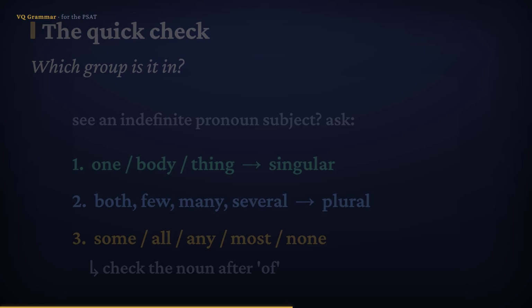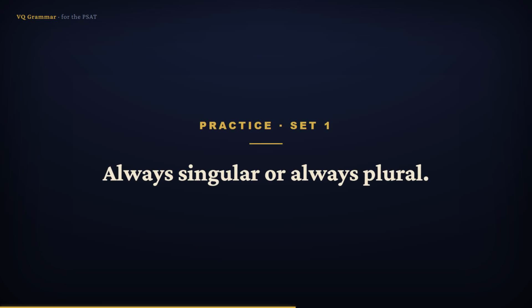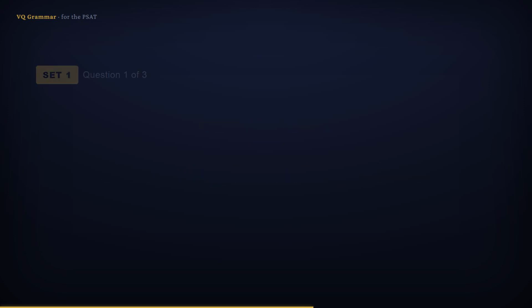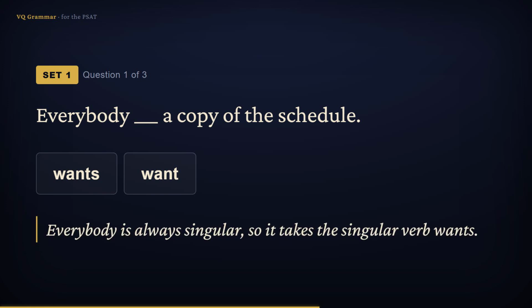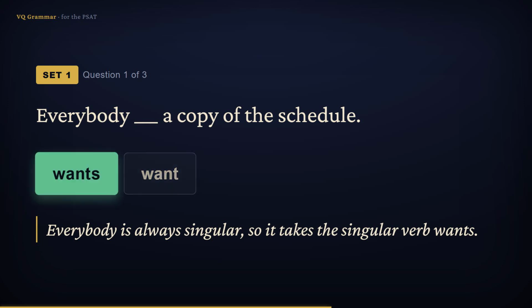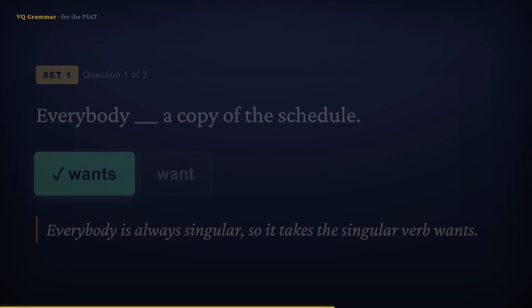Let's try a few. In this first set, choose the verb that agrees with the indefinite pronoun. These are the always singular and always plural ones, so just place the pronoun in its group. Pause and try each one before I answer. Everybody blank a copy of the schedule. Everybody is one of those words that sounds like a crowd, but it's always singular. So it takes the singular verb, wants. So the answer is wants.